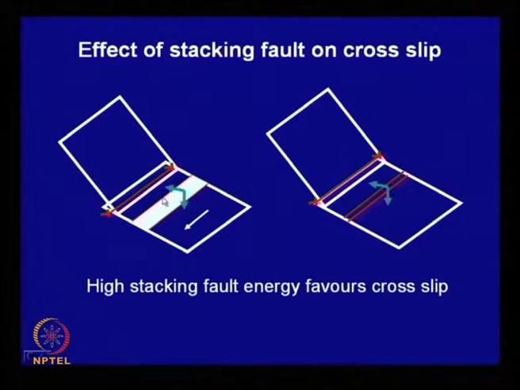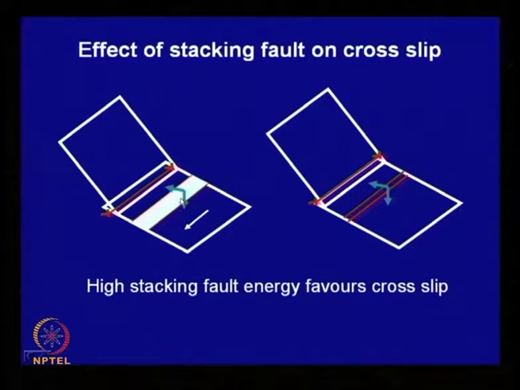Let us consider these two partial dislocations, which are separated by a faulted region. Had it been perfect, this would be the Burgers vector of the perfect dislocation, whereas the Burgers vector of this partial is shown over here. The resultant of the two is parallel to the dislocation direction.